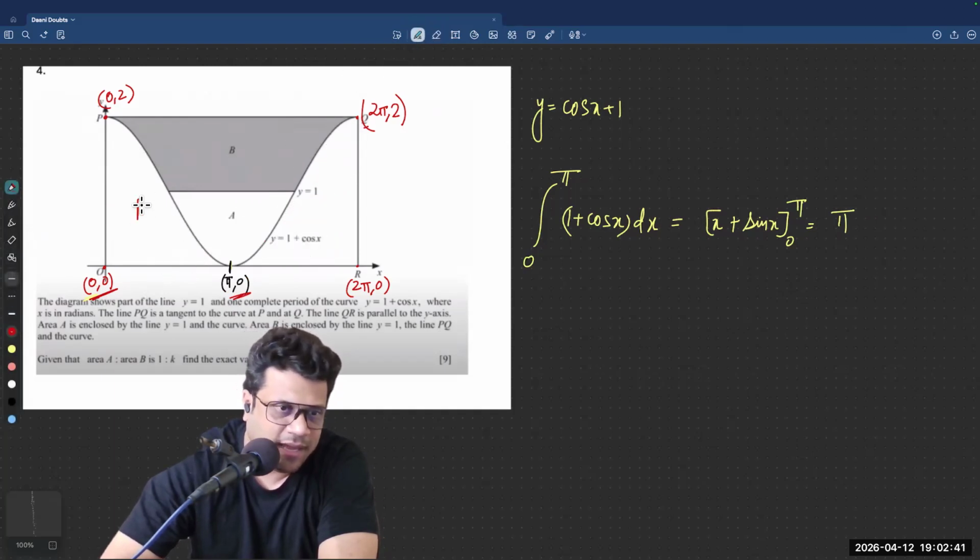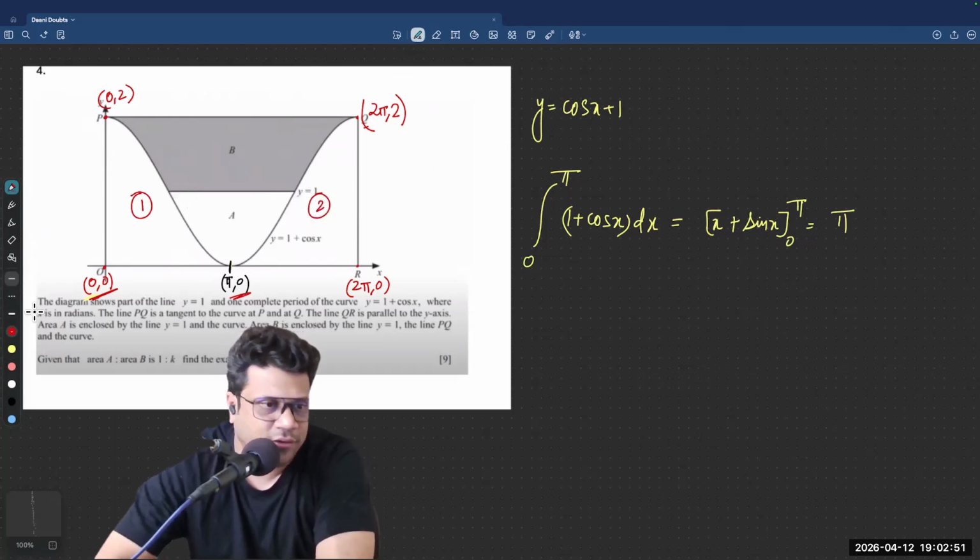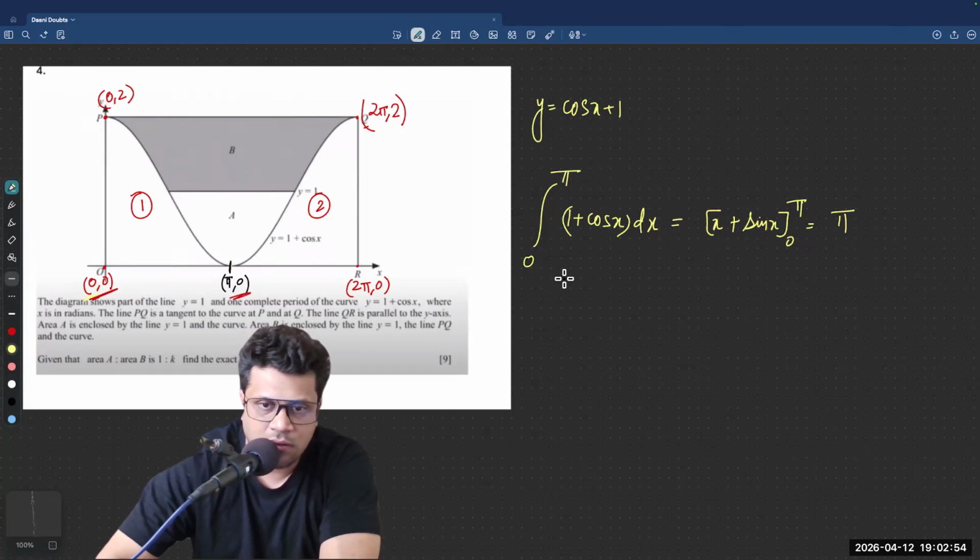Okay. So let's name them. Let's not name them A's. Let's keep them area 1, area 2. Okay. Area 1 and area 2 added, that is 2 times what we got here, 2 pi.